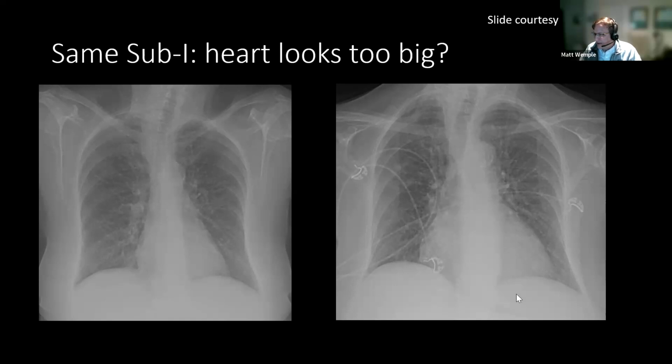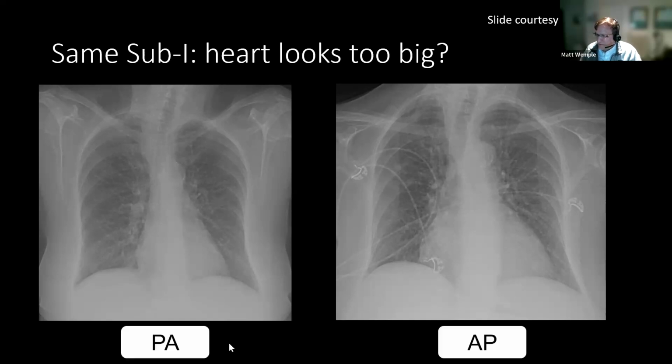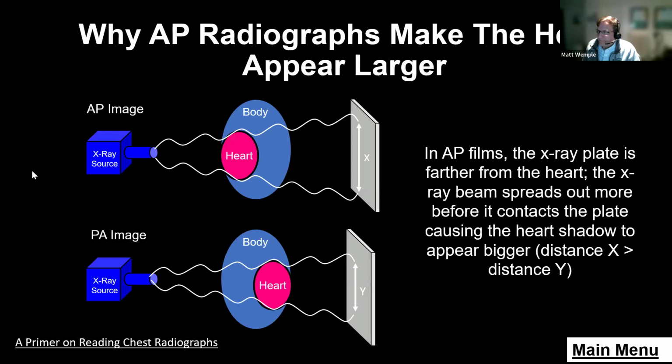There are some pathophysiologic explanations for that, but I'm really thinking about whether or not the film is PA versus AP. Generally in an anterior posterior film, which is what we get the majority of the time in the ICU with portable chest X-rays, we're shooting from the front, and that makes the heart look bigger compared to a PA film, which is shooting from the back. And this diagram explains that a little bit better.